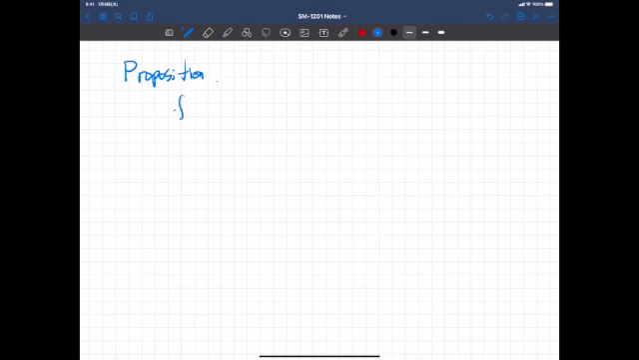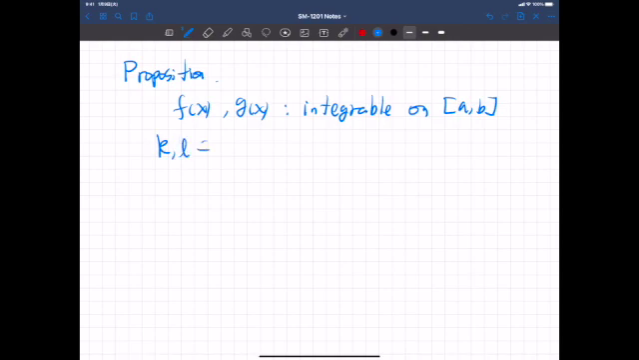Let's say f of x and g of x are bounded functions, I mean integrable functions, on this interval between a and b. And let k and l be any real numbers. These are constants. Then the new function k times f of x plus l times g of x, a new function defined as a linear combination of these two functions f and g, is also integrable.